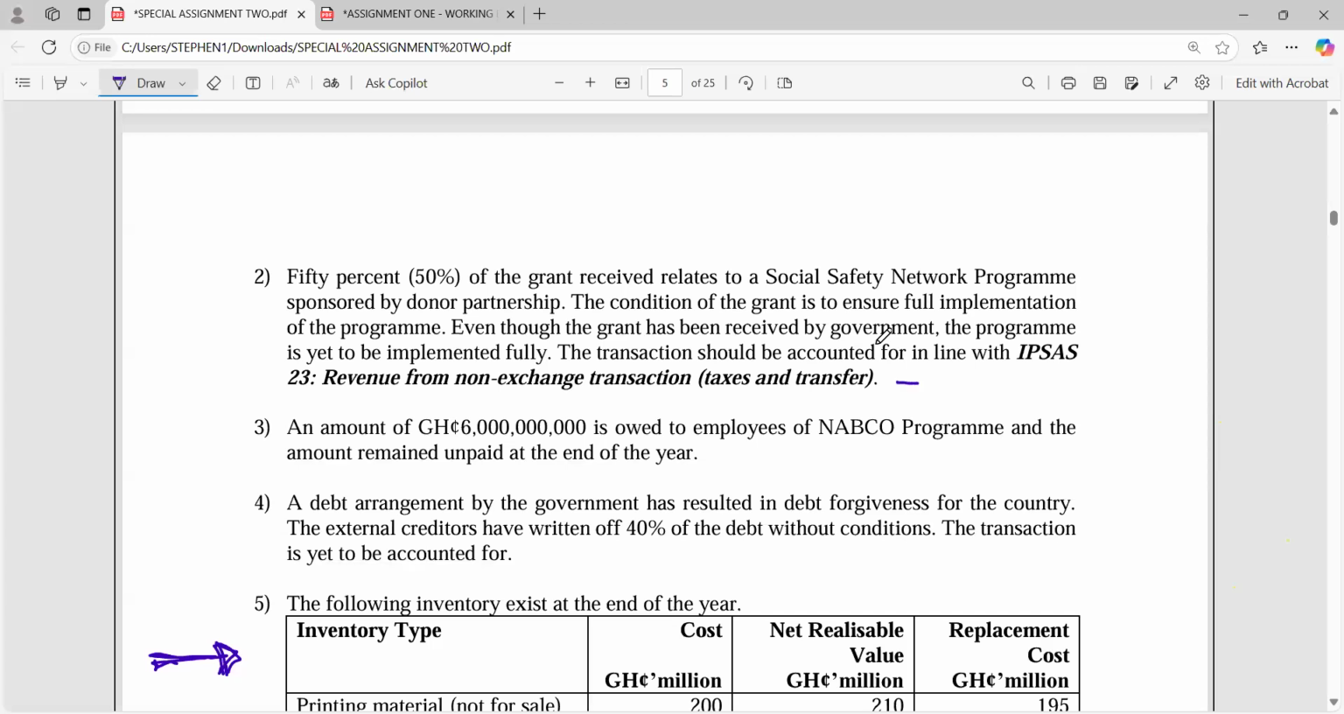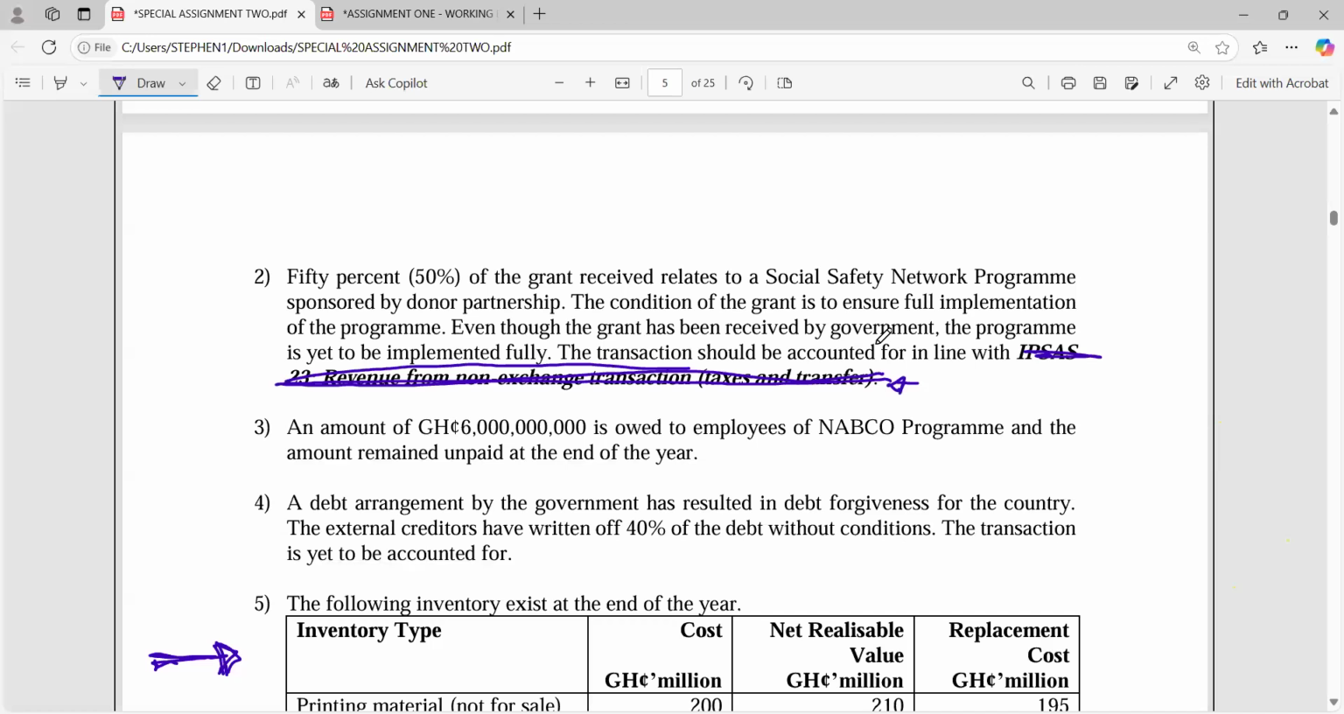Please, this one has nothing to do with the work. They just got it there. So please ignore it when you see these ones. When you see the IPSAS down there, every transaction can be related to an IPSAS. So if they bring the IPSAS there, it has nothing. This transaction should be treated in accordance with IPSAS, something. It has no effect on the footnote. So ignore that one and focus on the content of the footnote.